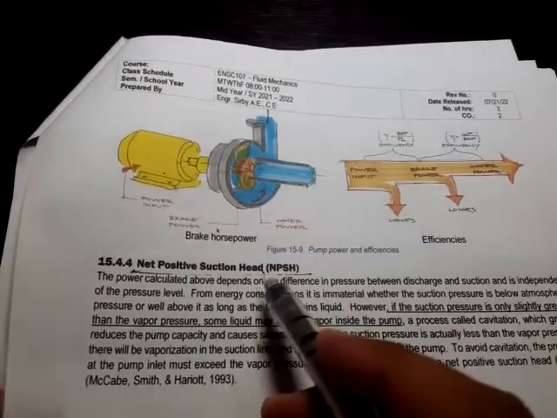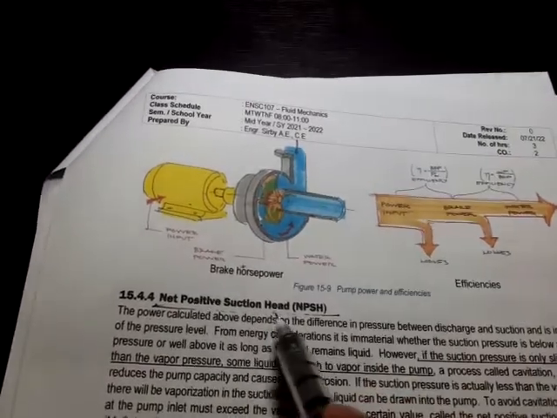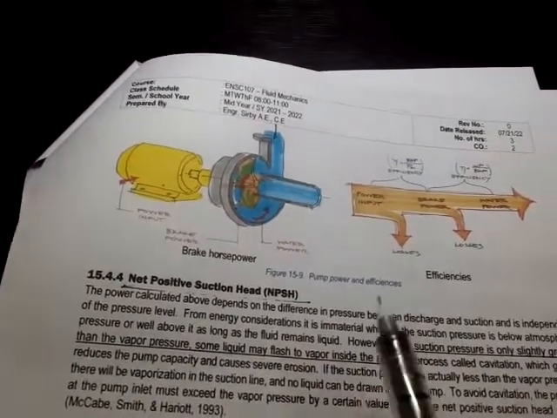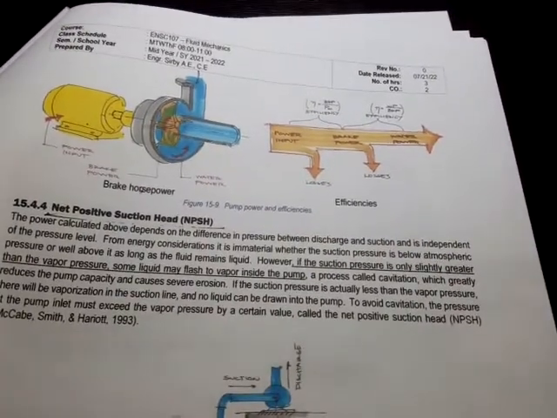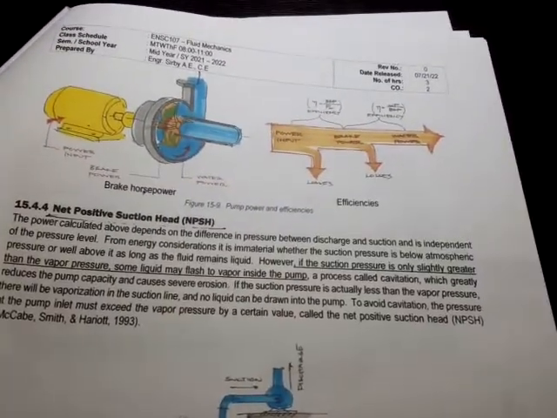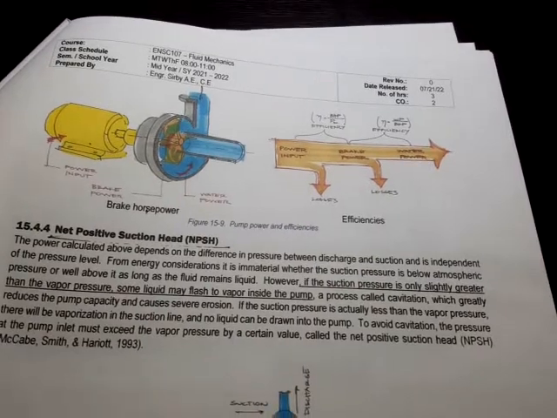Anyway, we also have other parameters right here, for example net positive suction head and specific speed. You just have to read all that. So I think that's all for now, and we'll move on to our sample problem.